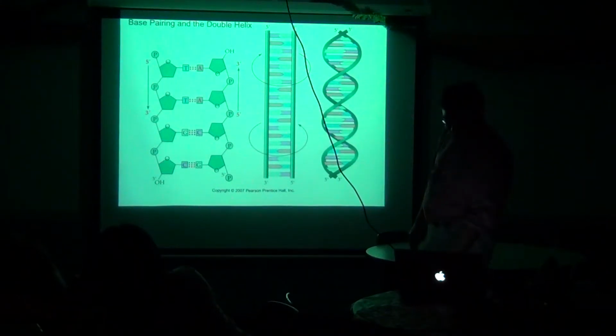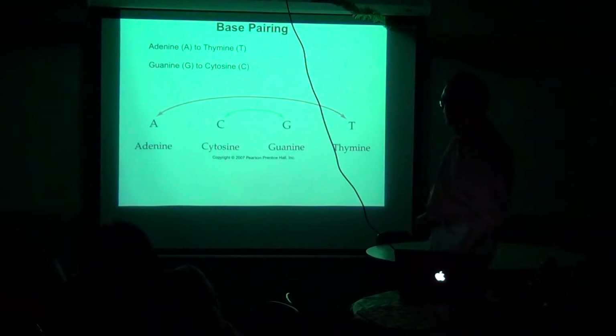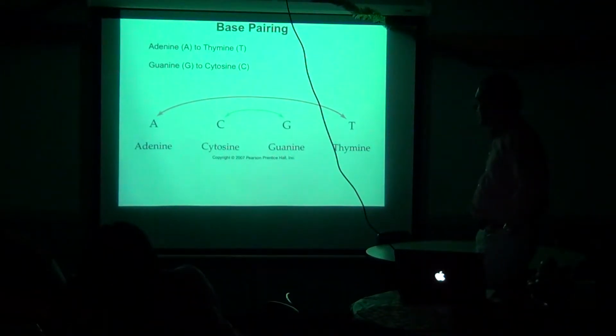So you need to know that DNA is made up of two strands. They run in anti-parallel fashion. What is meant by anti-parallel? It means 5' to 3' on one strand, 3' to 5' on the other strand. You should also know how the base pairing method works. So what does adenine base pair with?